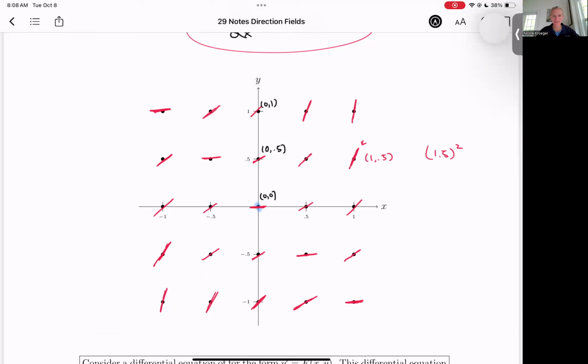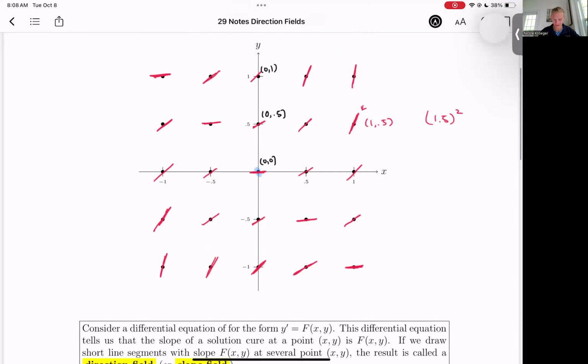So that was a lot of work to get to something that looks kind of funny, but this is our direction field. Our direction field is showing little line segments with slopes that correspond to the slope of the tangent line at each point.